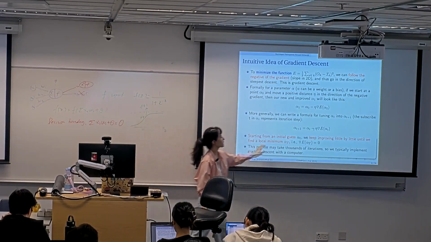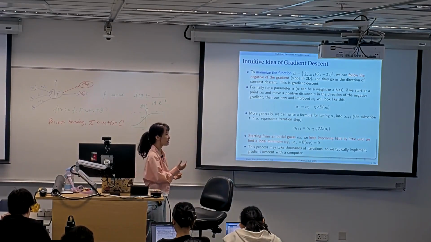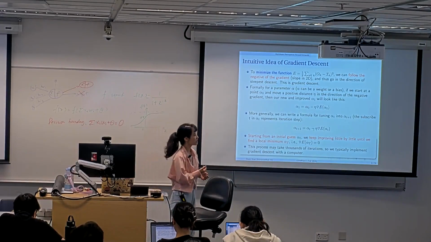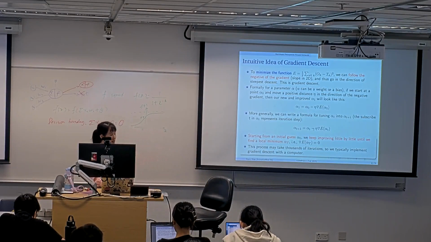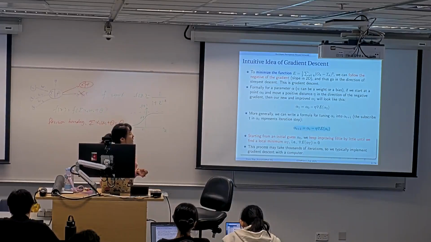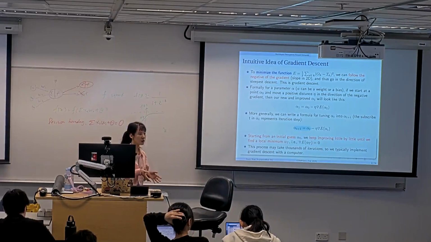Starting from some initial guess, alpha 0, that's our random initialization, we keep improving the model little by little until we find some local minimum, alpha big T. Local minimum means that the derivative of E with regard to alpha big T is 0, and then we have to stop. Why do we have to stop? If you look at the updating formula, whenever this derivative becomes 0, then alpha t plus 1 equals alpha t. Then you cannot improve it anymore. You just stop the updating.